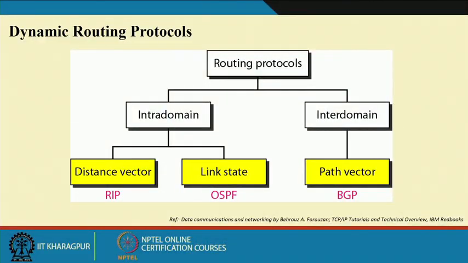So, just to repeat the same picture, we have broadly two things, intra-domain and inter-domain, and path vector is an inter-domain routing. That means across domains, or across autonomous systems.